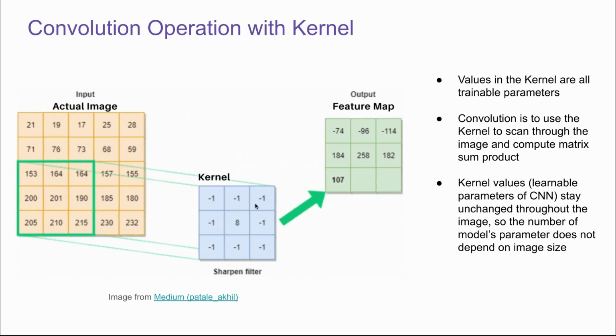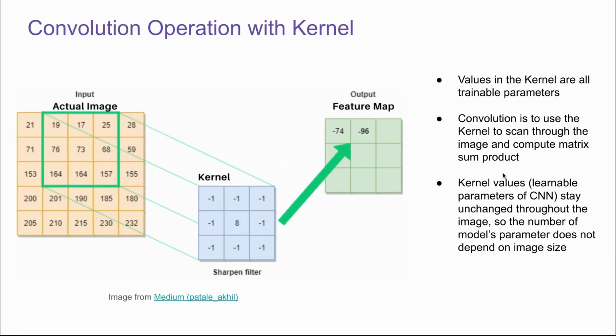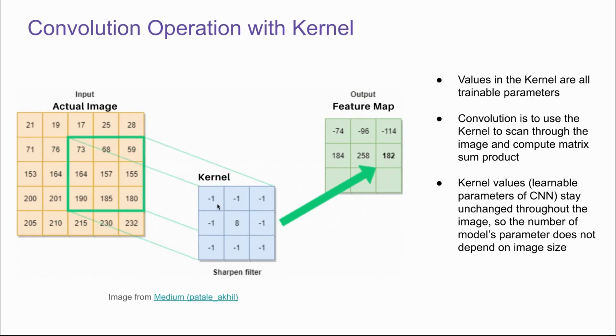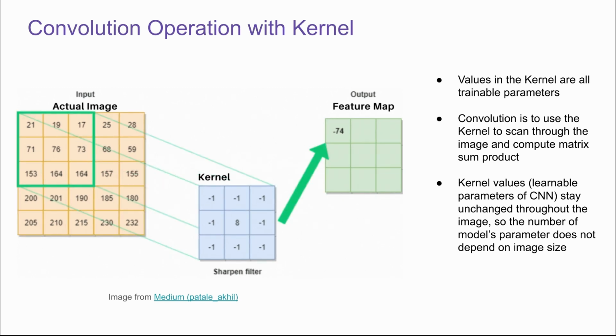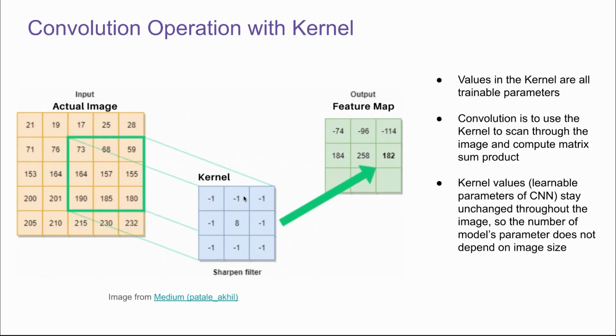Convolution is to use the kernel to scan through the image and compute matrix sum product. And kernel values, that's the learnable parameters of CNN, stay unchanged throughout the image scan. So the number of model parameters does not depend on the image size. It only depends on the size of the kernel itself and how many kernels there are.